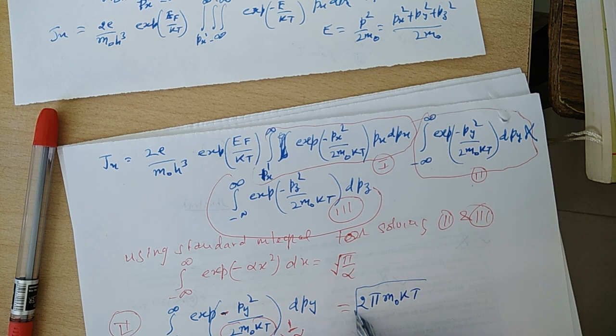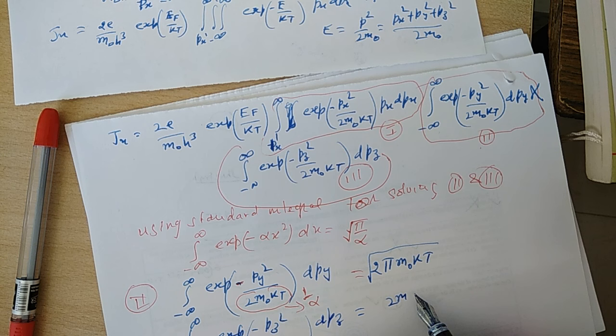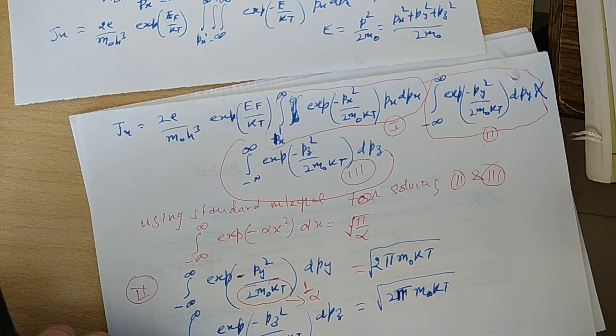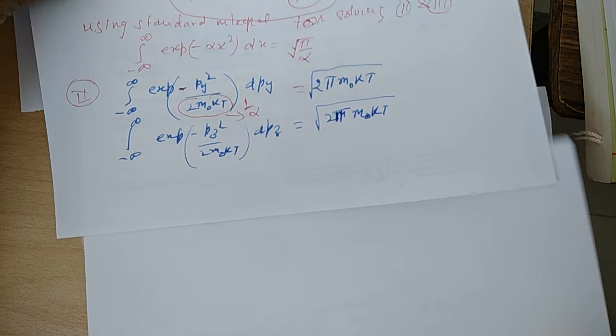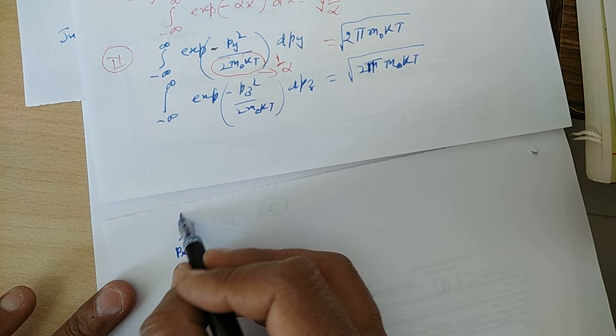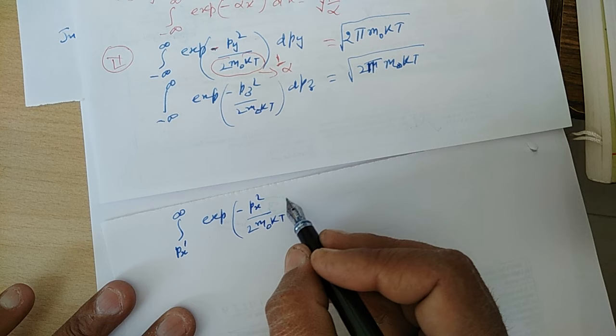Similarly, for the third integral, minus infinity to plus infinity exponential minus pz square by 2m naught kT dpz, this is again root of 2 pi m naught kT. In this manner, we can calculate these two integrals. Now we also solve the first integral, which is from px prime to infinity exponential minus px square by 2m naught kT into px dpx.